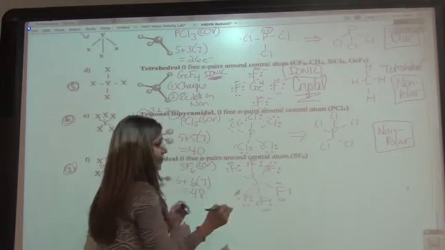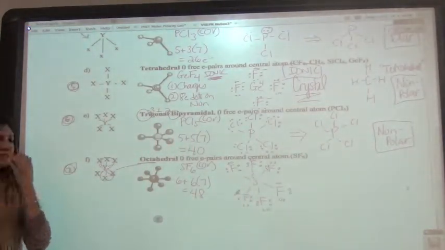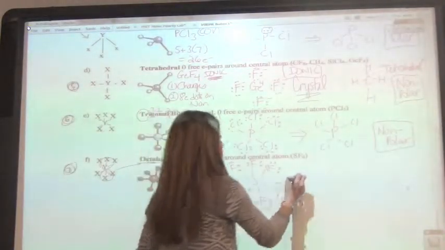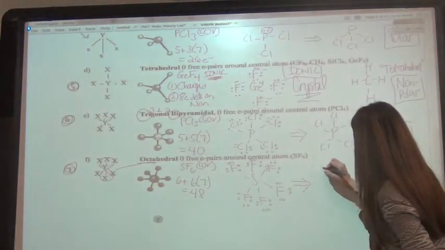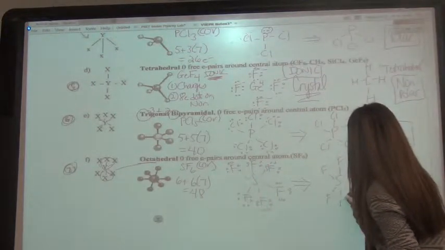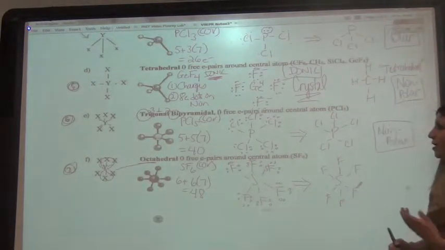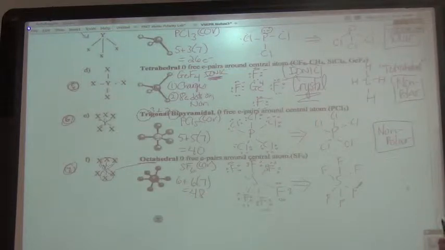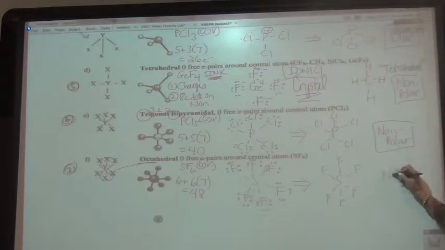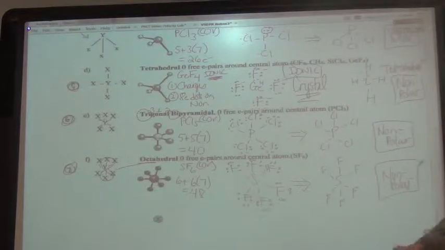And does this one work? Yes, everybody has 8, again, except for the sulfur. And when you do the shape of this one, same thing. You're just going to put the S in the middle and then the F's all around. And that is what we are calling the octahedral. Everybody say octahedral. And does everything look the same around the central atom? Yes. So again, even though you have polar bonds, this is called a non-polar molecule.